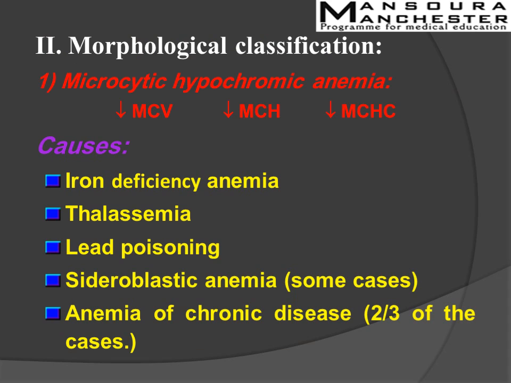So these are causes of microcytic anemia, and you can see in cases of microcytic anemia, the MCV and also MCH and MCHC are reduced. Causes of microcytic anemia are iron deficiency anemia, which is the most common cause of microcytic anemia, thalassemia, and sideroblastic anemia. We have also anemia of chronic disease in 2/3 of the cases. We have also lead poisoning, other rare causes like hemoglobin E disease, hemoglobin C disease, unstable hemoglobin, vitamin C deficiency, and lastly, paraneoplastic syndrome.